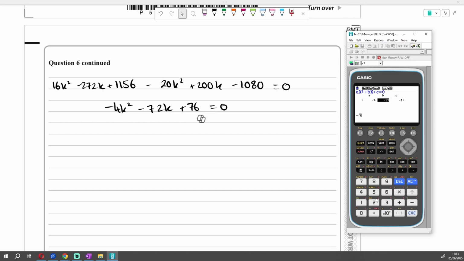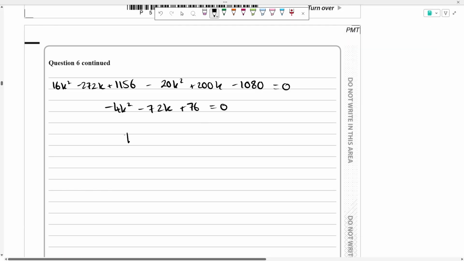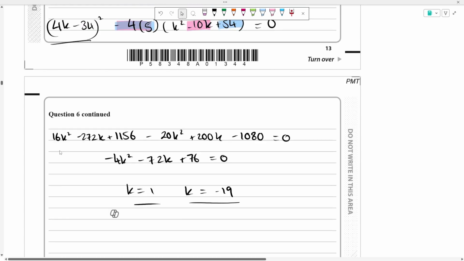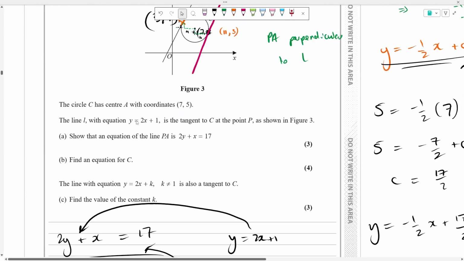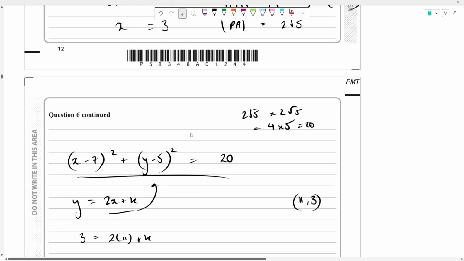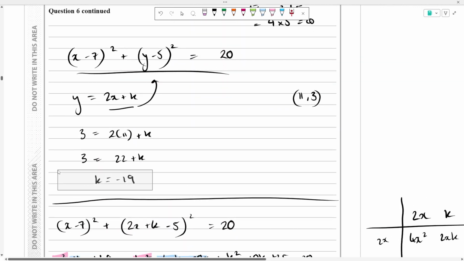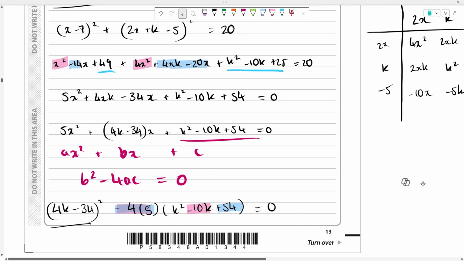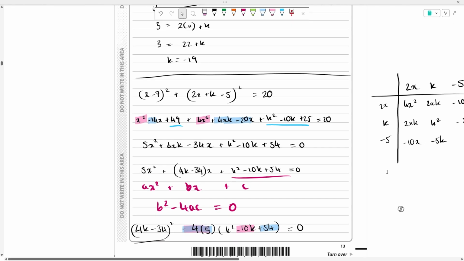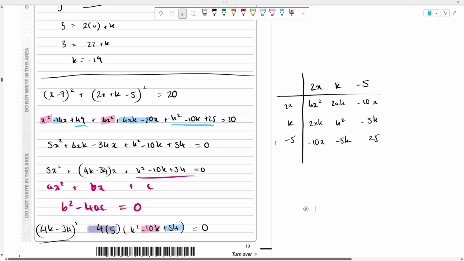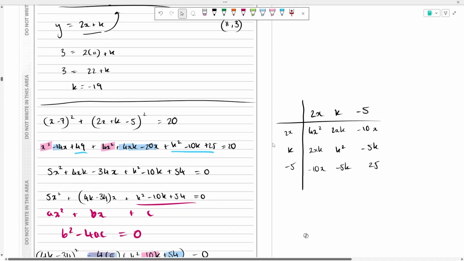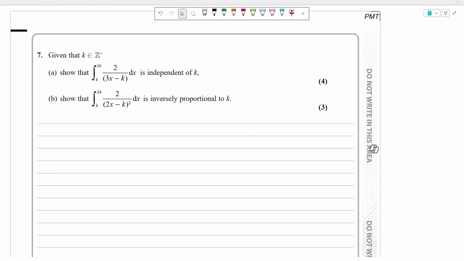Minus 4, 72, and 76. That gives me two values where k is 1 and k is negative 19, as we already worked out. And that k is 1 is from the original question where they've given us 2x plus 1, and we already worked out minus 19 here. Okay, you can see the difference in the lengths, and both are valid. And if you do the second method, it's really just important that you make sure your accuracy is there. Otherwise, you can make small mistakes, and that can cost you marks.